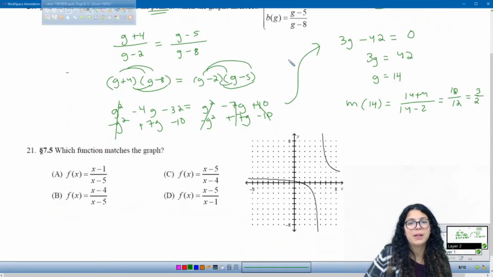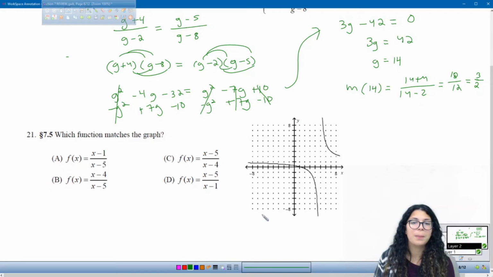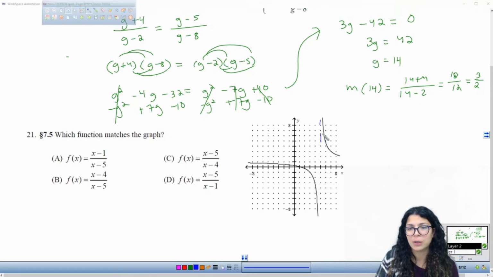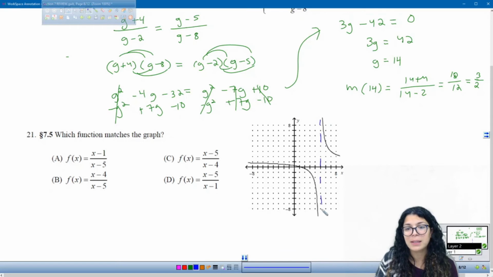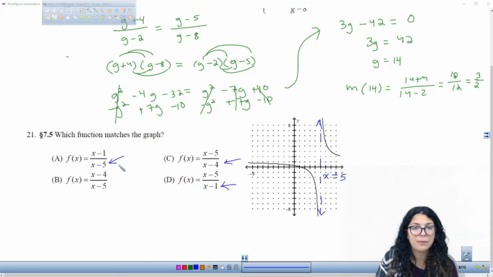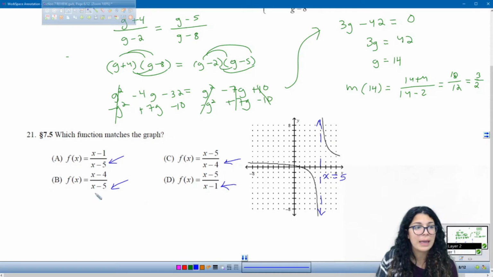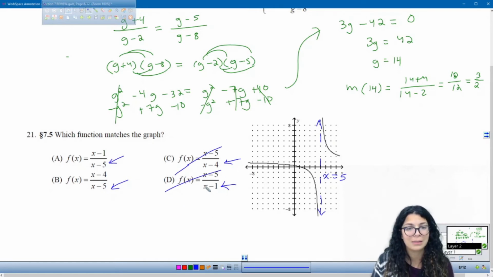All right, let's move on to 21. Which function matches the graph? Remember that the vertical asymptote is whatever makes the denominator 0 and doesn't cancel. So the vertical asymptote in this question is the line x equals 5. Which denominator would give me an undefined value at x equals 5? A or B. So we can automatically cancel out C and D, because those would not be the correct vertical asymptotes.